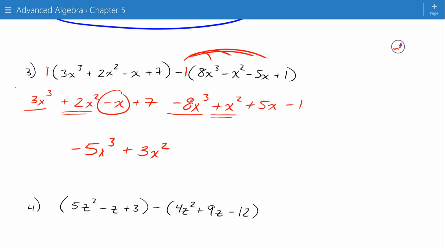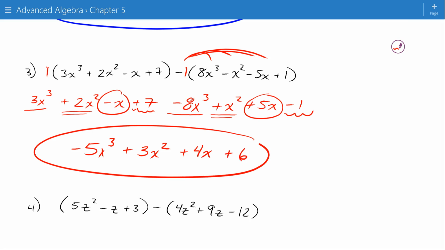Combine your x's, we have a negative x and a positive 5x. Give us positive 4x. And then 7 and a negative 1 will leave us with a positive 6. I like combining them starting with the highest degree first, because then my answer is already written in standard form. I don't have to move anything around afterwards.